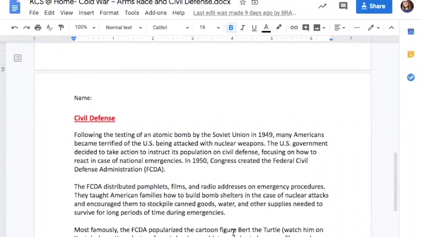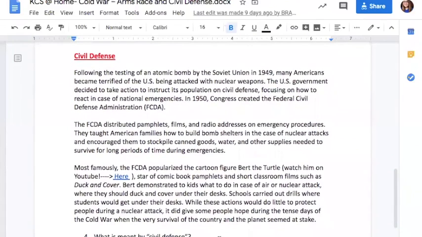So civil defense is essentially the defense of your average person. So how the United States will react in case of national emergencies. And then they're going to create this federal civil defense administration, and this administration is going to distribute pamphlets, films, and addresses, as well as create a cartoon that will tell the American people what to do in case of a nuclear war. And this will be the idea of duck and cover. So Americans were to duck and cover if they ever heard the alarms of a nuclear attack.